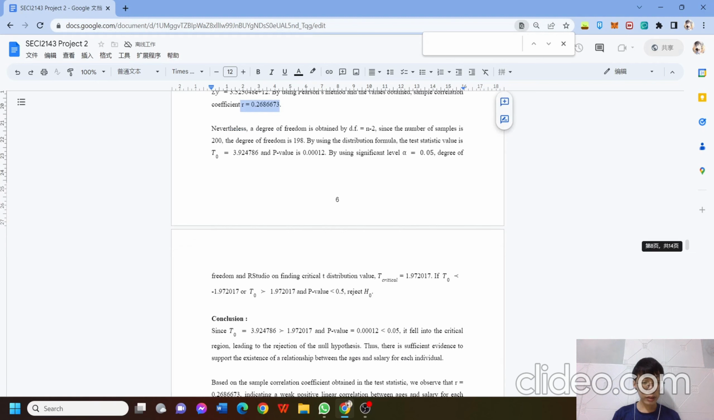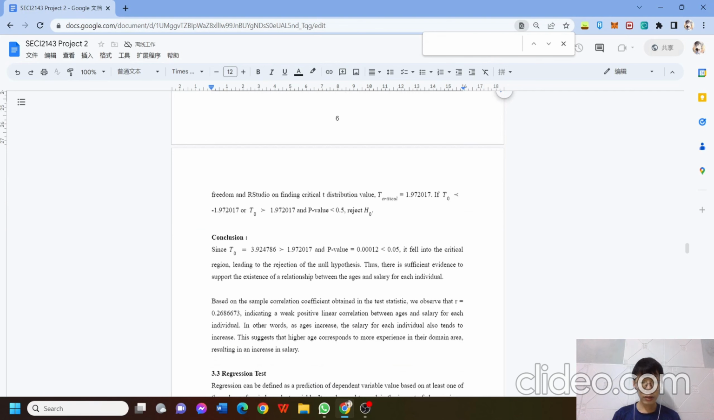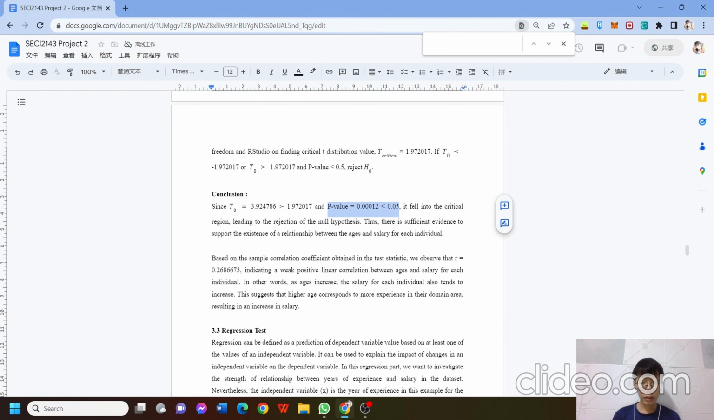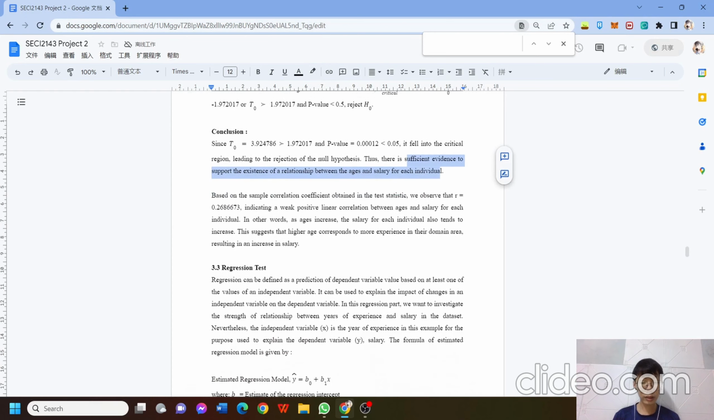And we find out that T0 is 3.925, p-value is 0.00012. Our critical T is 1.97, and since T0 is larger than T critical and the p-value is smaller than 0.05, we reject the null. Thus, there is sufficient evidence to support the existence of a relationship between age and salary, where since it is positive linear, when age increases, salary increases.